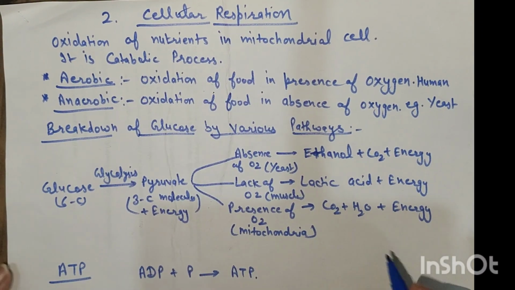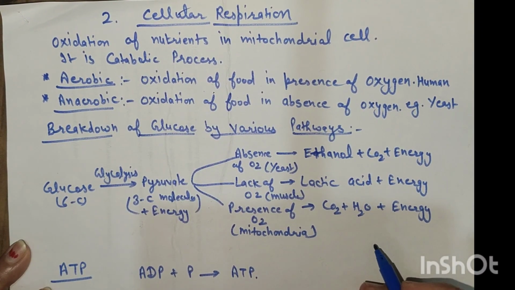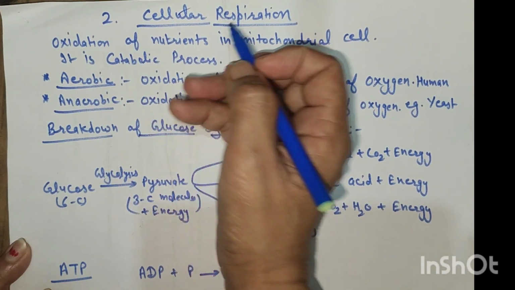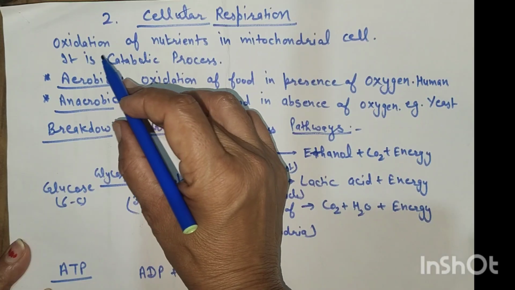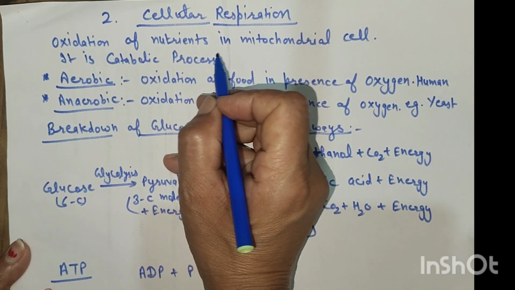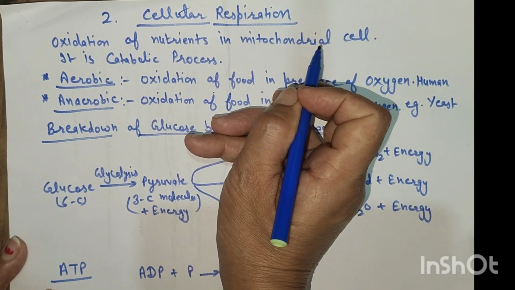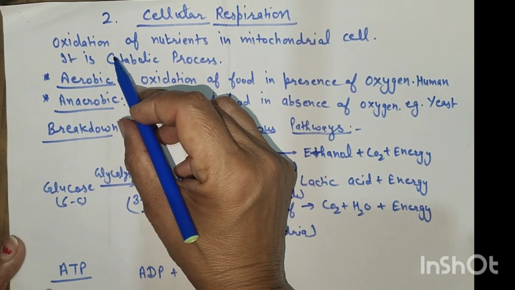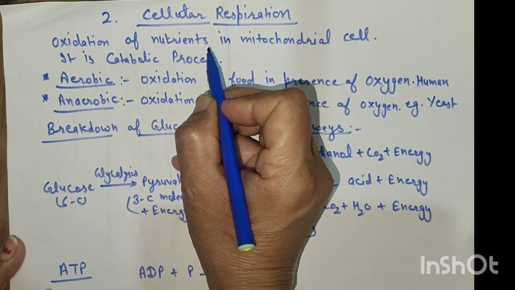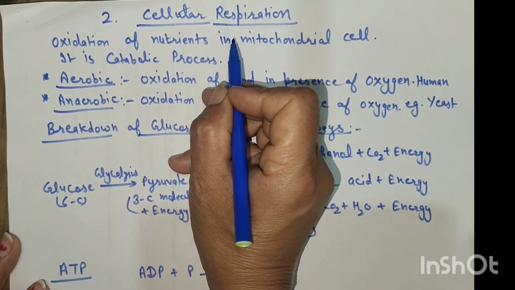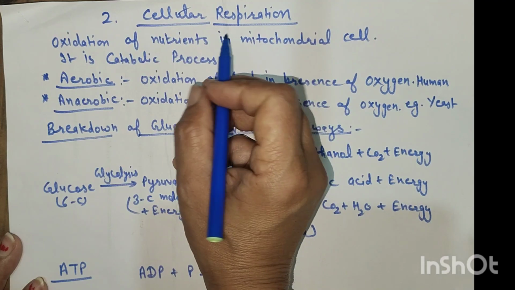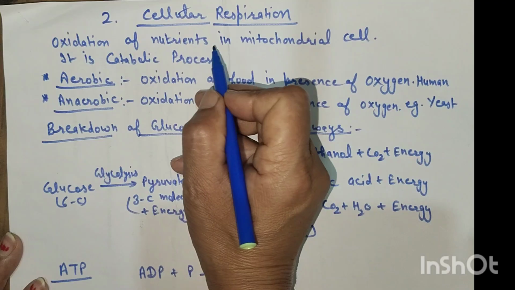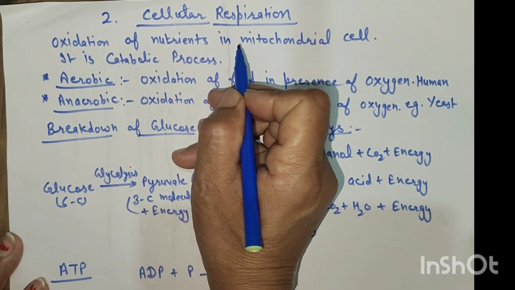Students, in the last video we discussed nutrition. Now the second step is cellular respiration. Cellular respiration is the oxidation of nutrients in the mitochondria of the cell. Respiration takes place in the mitochondria, and here the oxidation of the food or nutrients takes place, and that is called respiration. By the oxidation of the nutrients, these nutrients release energy.